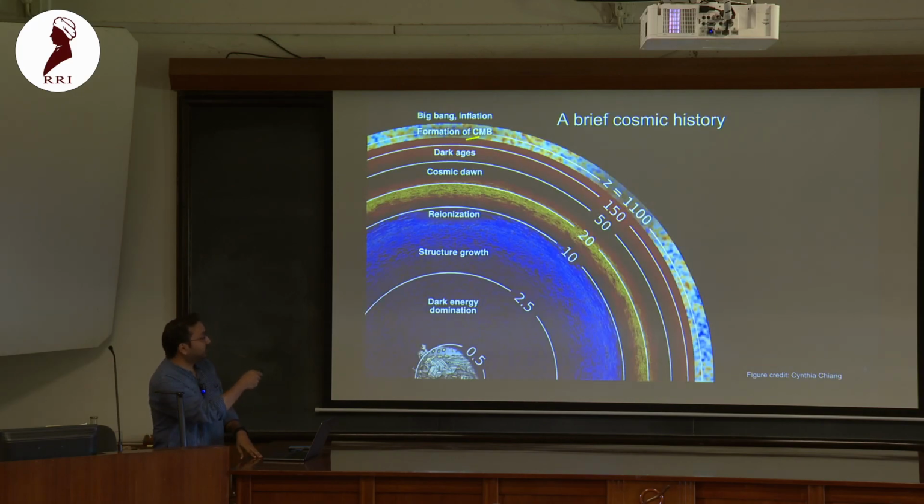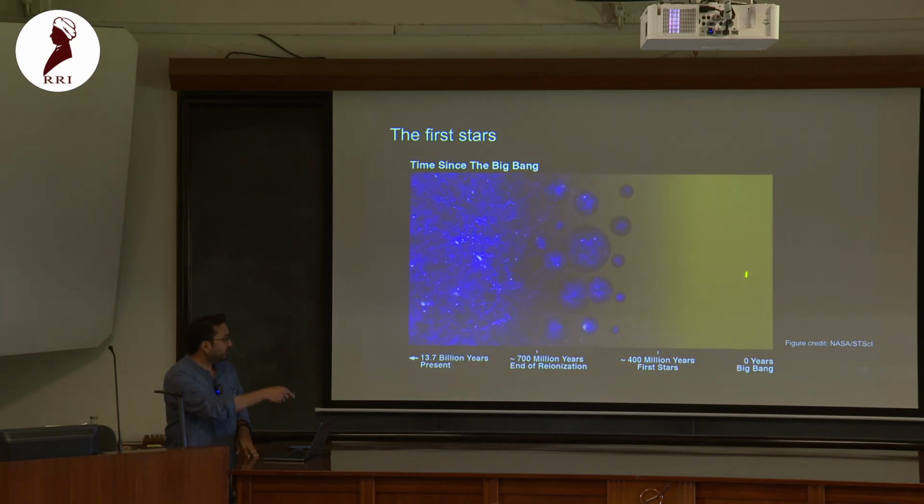Hydrogen is formed around here when the protons and electrons combine, which is the CMB epoch. Okay, so that's a redshift of around 1100. So that's like in that other figure, somewhere just here, somewhere there.